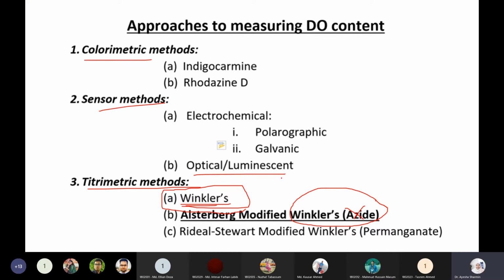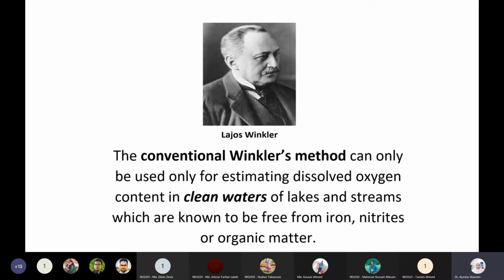It's not murky, okay, not muddy, fresh water. For finding your dissolved oxygen content from this, the best is the Winkler method. Best means cheaper and good. Okay, the conventional Winkler method was first invented by this Hungarian scientist, I think in the late 18th century. So this method can only be used for estimating dissolved oxygen content in clean water. And we assume that these are free from iron, nitrates, or other organic matter.